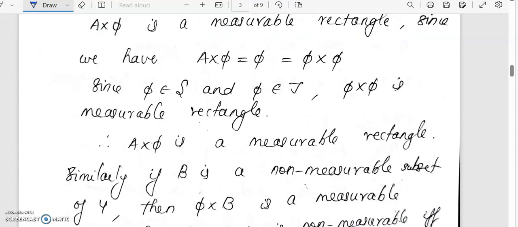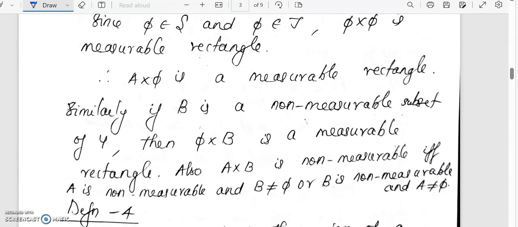Similarly, if you take B to be a non-measurable subset of Y, so we have B contained in Y, but B is a non-measurable subset. If you take phi cross B, again phi cross B is equal to phi cross phi. Now phi cross phi is a measurable rectangle, so that way phi cross B is a measurable rectangle. So if A is non-measurable and the other set is the empty set, we will get a measurable rectangle.